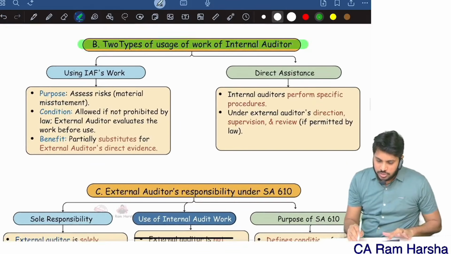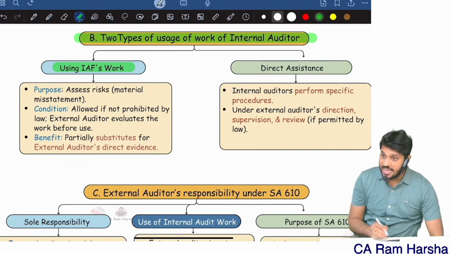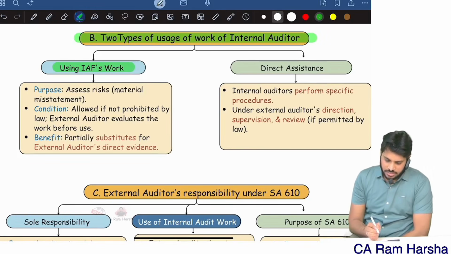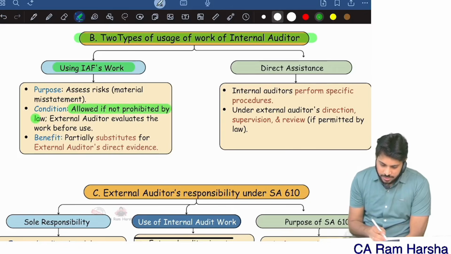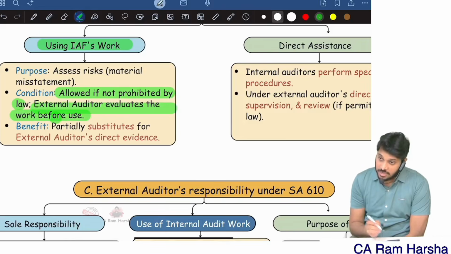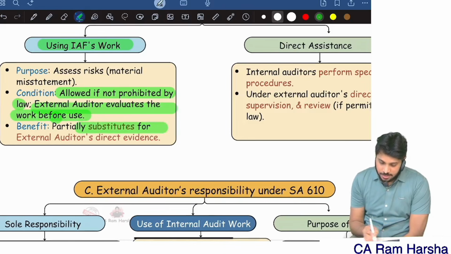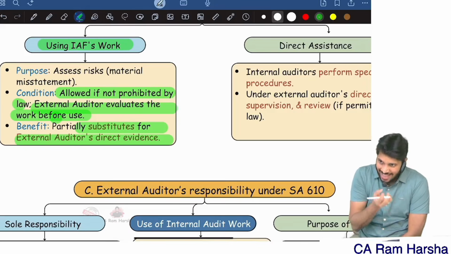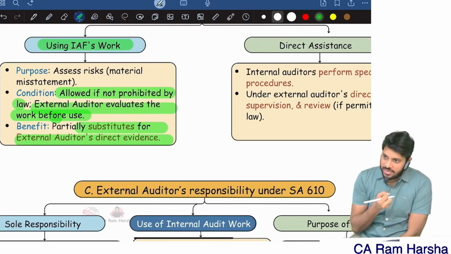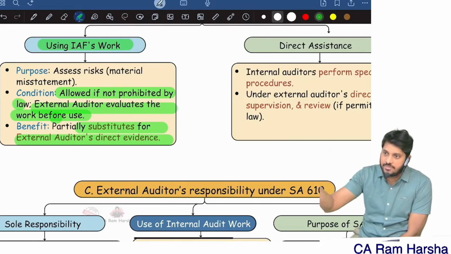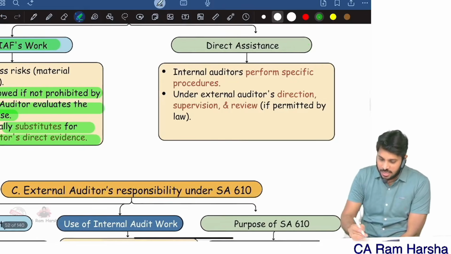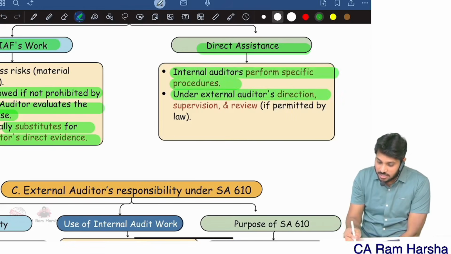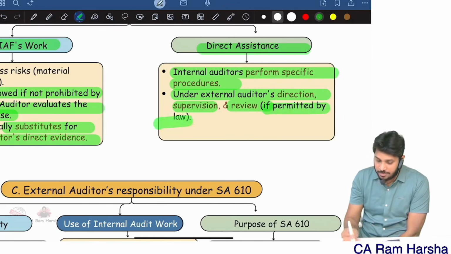Two types of usage of the work of internal audit. One, using IAF's work directly, where first, we use it if it is not prohibited by law. Further, the external auditor evaluates the work before use. So it is partially substituting my work, the work which I have to do to gather evidence, right? Instead of me doing and gathering evidence, they have already gathered evidence. That evidence we will substitute in our audit. Next, direct assistance: the internal auditor performs specific procedures under the external auditor's direction, supervision, and review, if permitted by law.